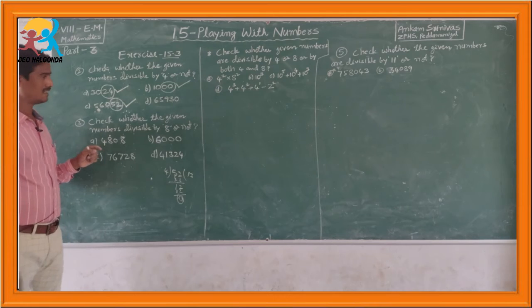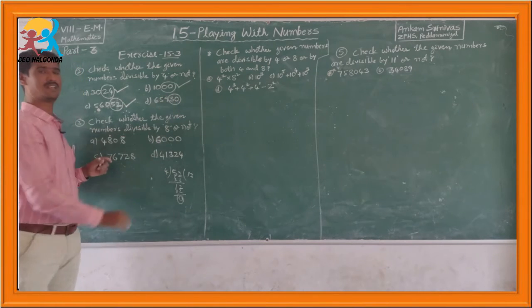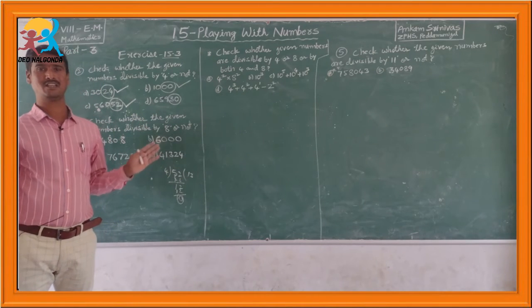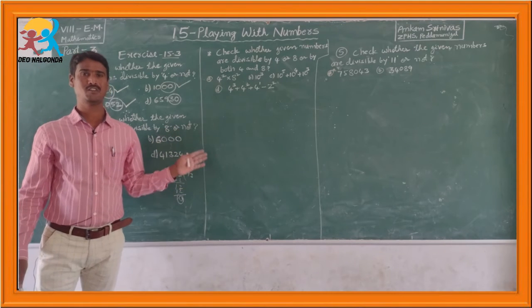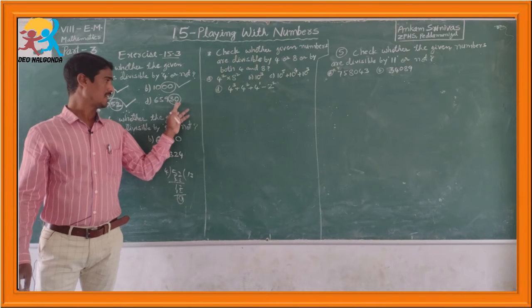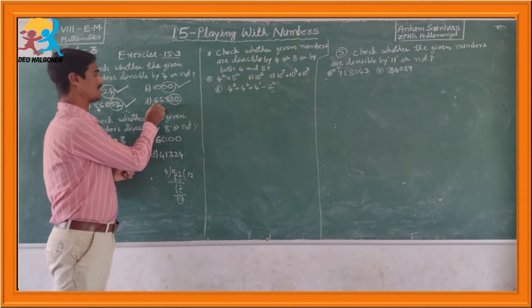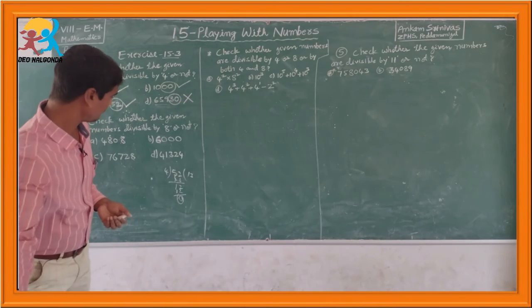Is it clear? Yes. Then the last two digit number is 30. 30 never comes in the 4 table because 4 sixes are 24, 4 sevens are 28, 4 eights are 32. It never comes, 32 comes but not 30. So 30 is not divisible by 4. So the given number is also not divisible by 4.